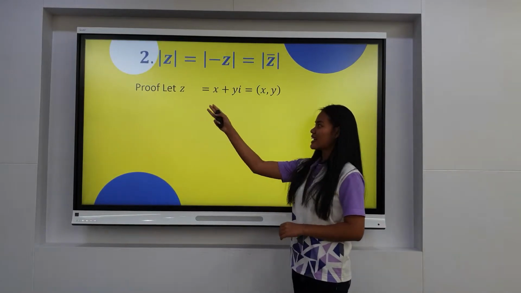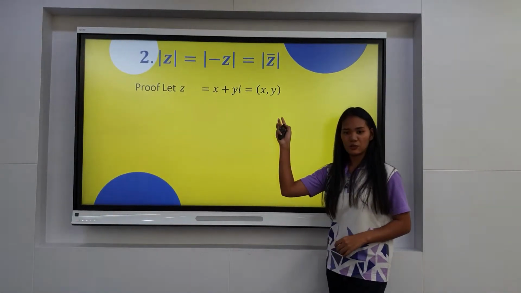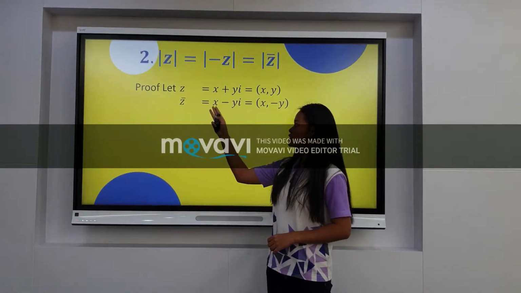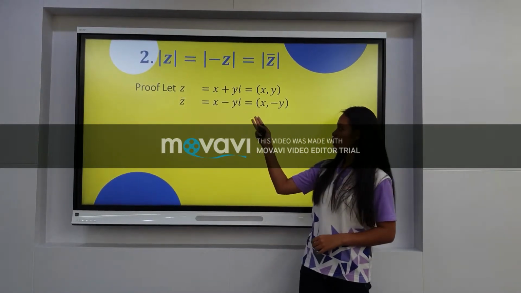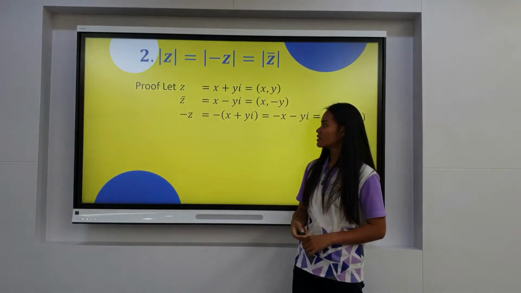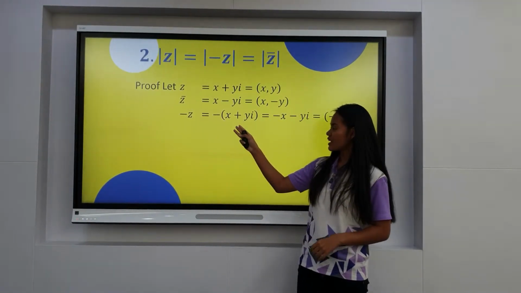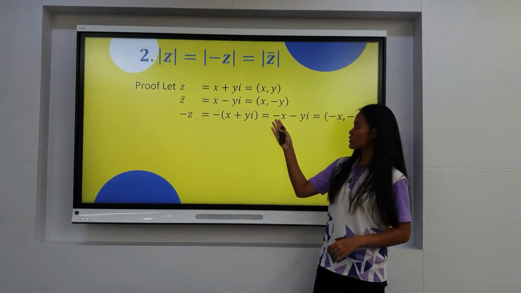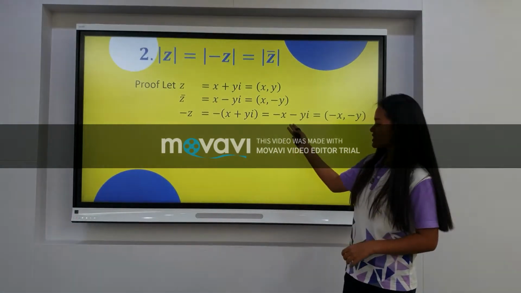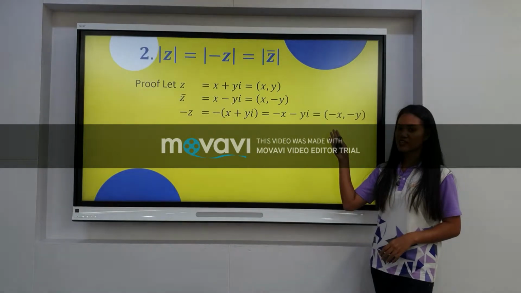We will let z equal x plus yi, equal to the ordered pair (x, y). The conjugate of z equals x minus yi, equal to the ordered pair (x, negative y). Negative z equals negative of (x plus yi), so it equals negative x minus yi, equal to the ordered pair (negative x, negative y).